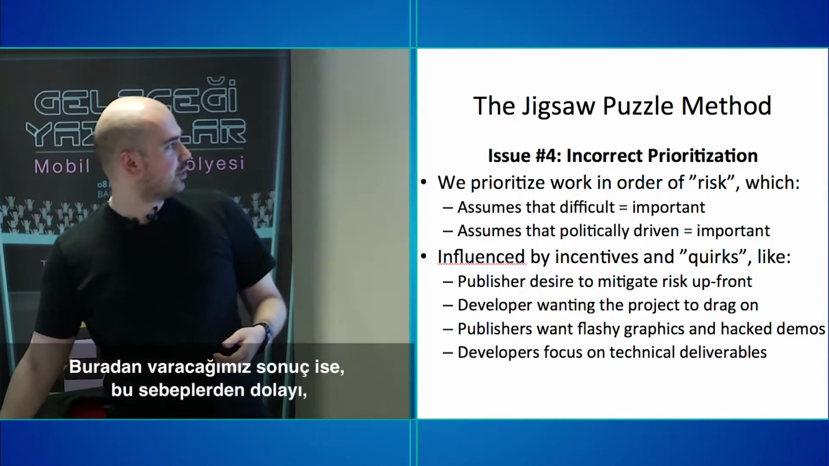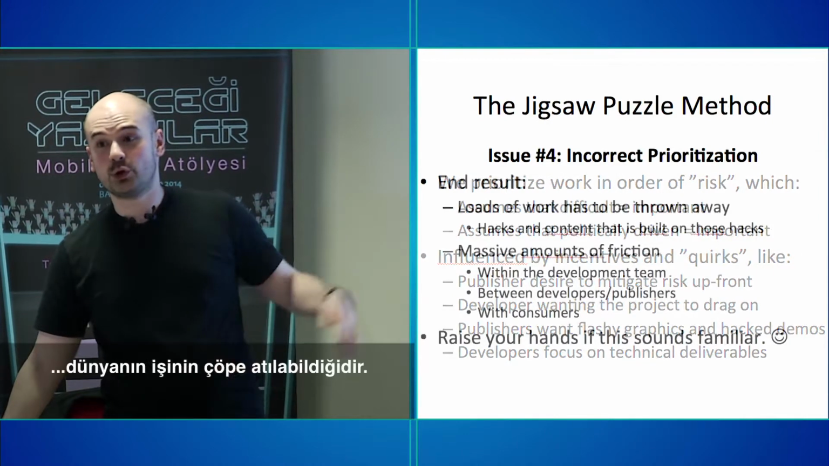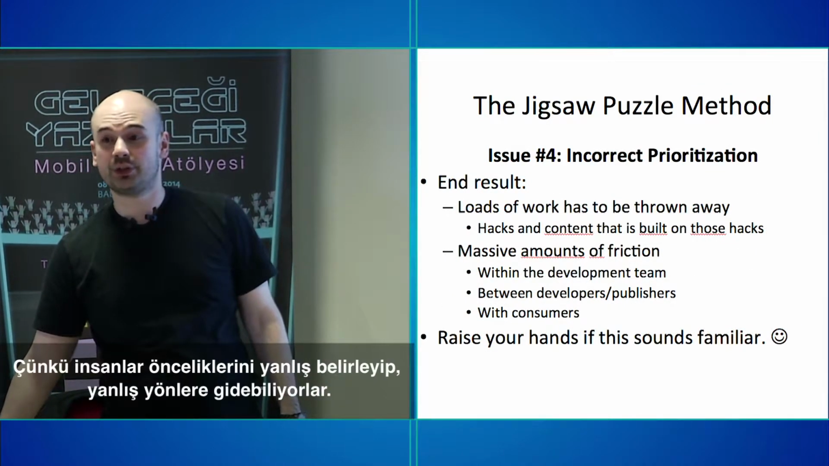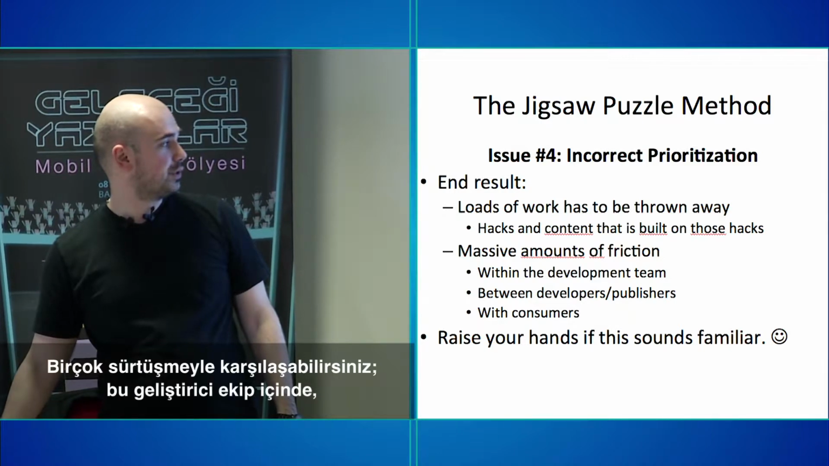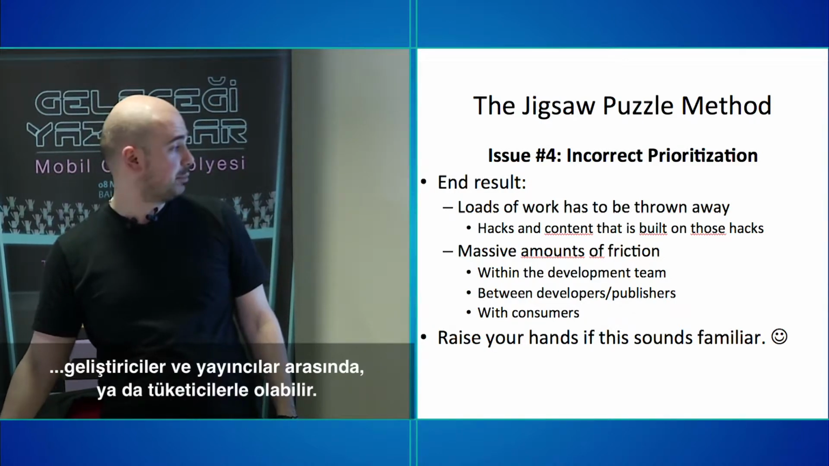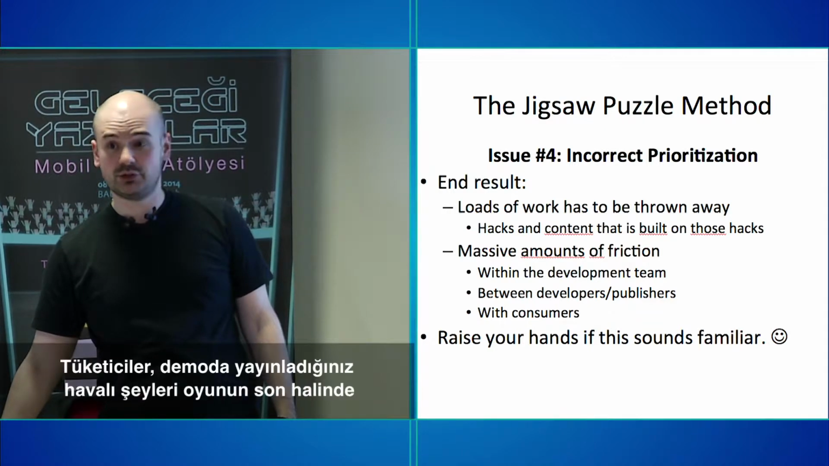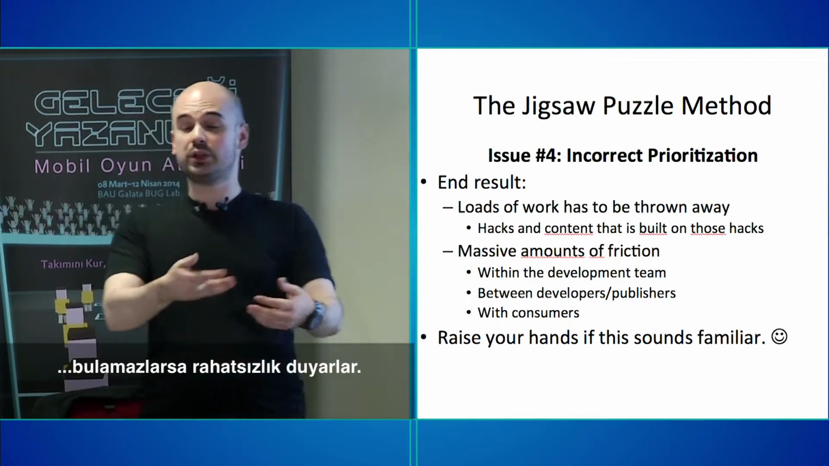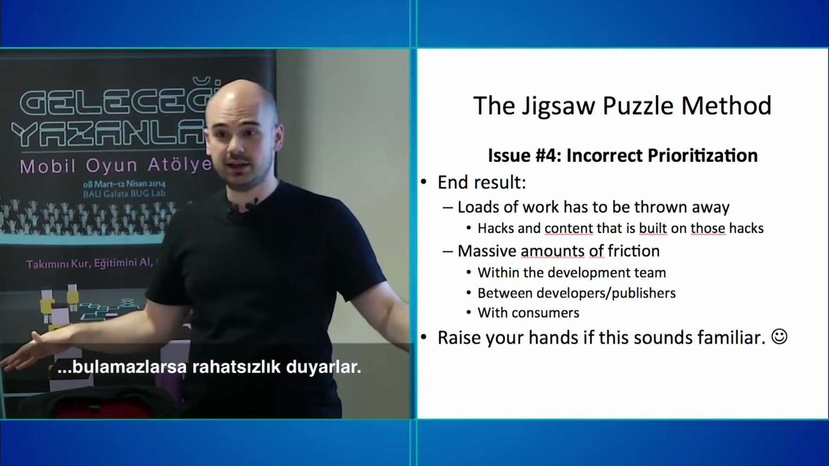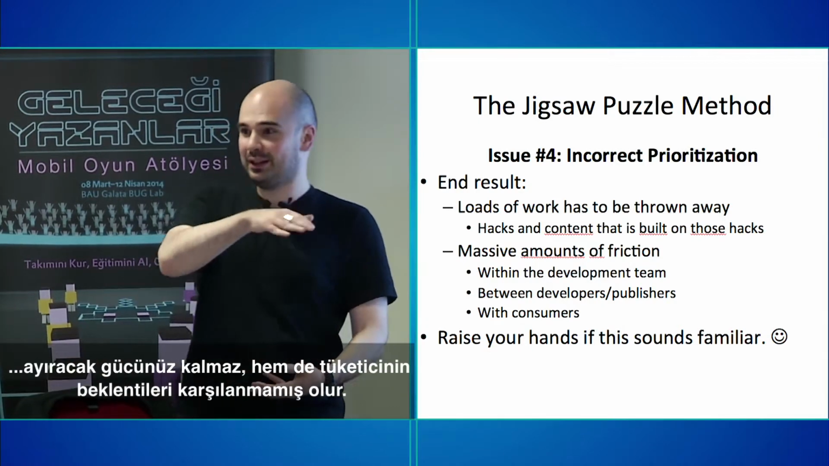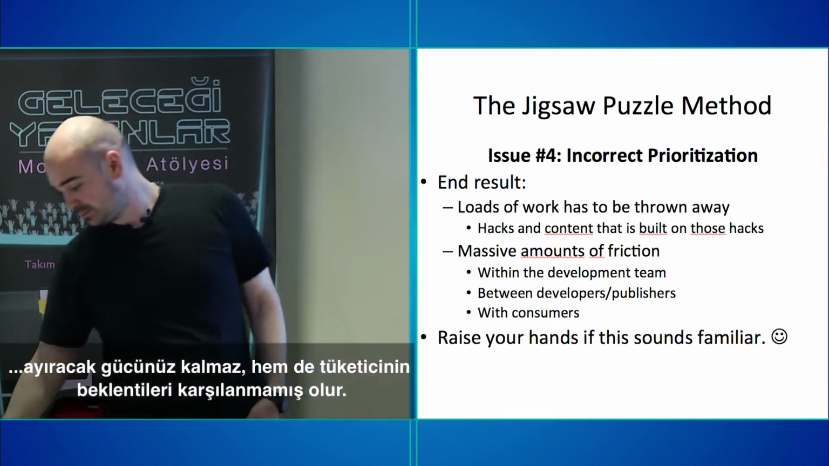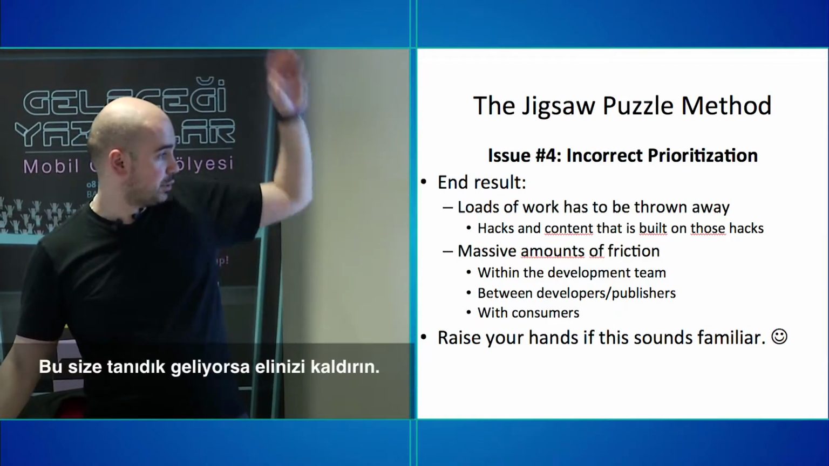So what you get then as an end result there is you get loads of work that has to be thrown away for all of those reasons, because people just prioritize wrong and go in the wrong direction. You get hacks and content that is built on those hacks. You get massive amounts of friction within the development team, between the developers and publishers, and with the consumers, right? Because consumers are not going to be happy when you release a game and you had this really cool looking E3 demo that was all fake, and by the time the actual game comes out, you've wasted so much work that you couldn't actually deliver that level of content all the way through. Raise your hands if this sounds familiar.